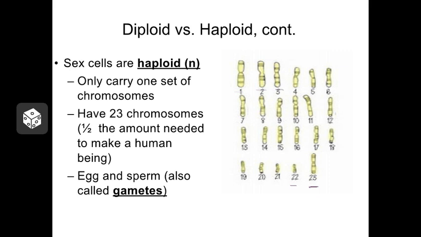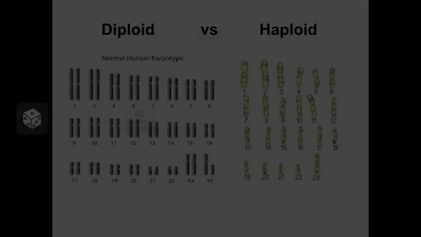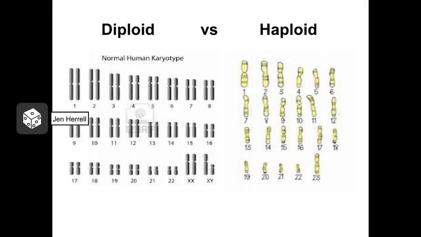Another way to represent haploid is n, just one set, and we would say that the haploid number for a sperm cell or an egg cell is 23. Here are the karyotypes for a diploid cell and a haploid cell side by side. When we put them next to each other like this, you can really see the difference in the number of chromosomes. The diploid cell, the somatic cell, is going to have 46. The haploid cell is only going to have 23.